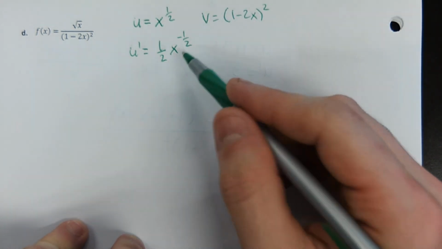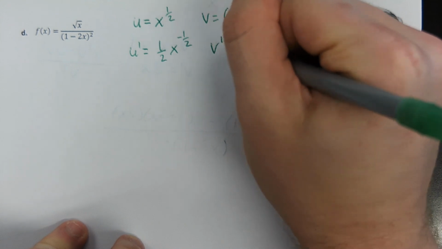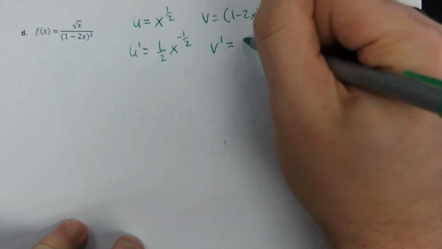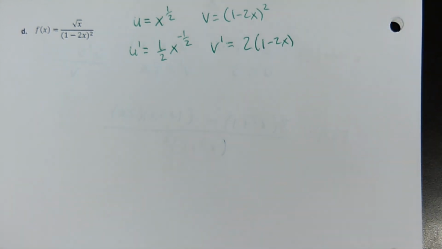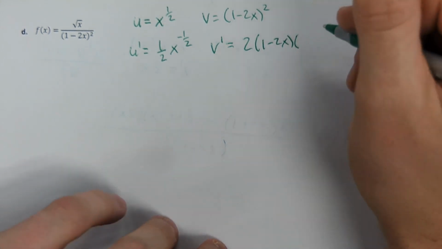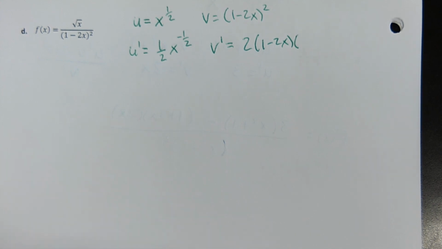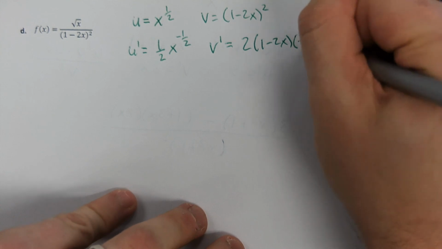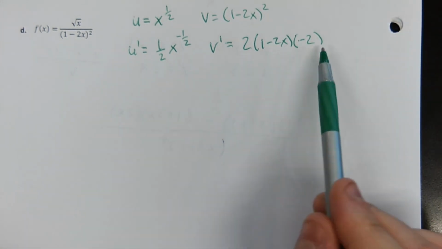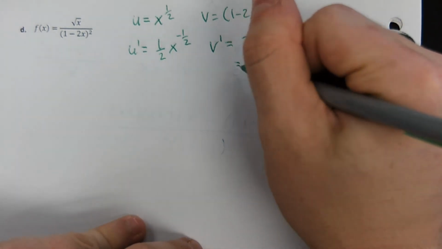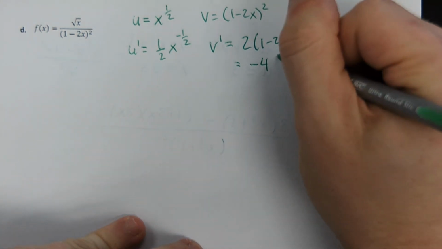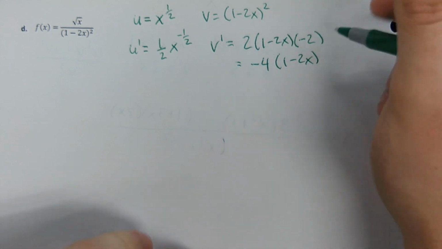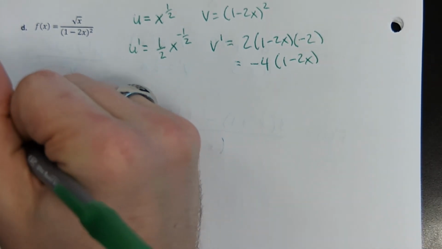Just going to go ahead and say it now. V prime. Bringing that 2 down to the front. Not touching the inside. Decreasing the exponent by 1 makes it a 1. And then chain rule, derivative of the inside, which is negative 2. All right, we're going to call this negative 4. I will clean that up a little bit. Negative 4 times 1 minus 2x. All right, fill it out.